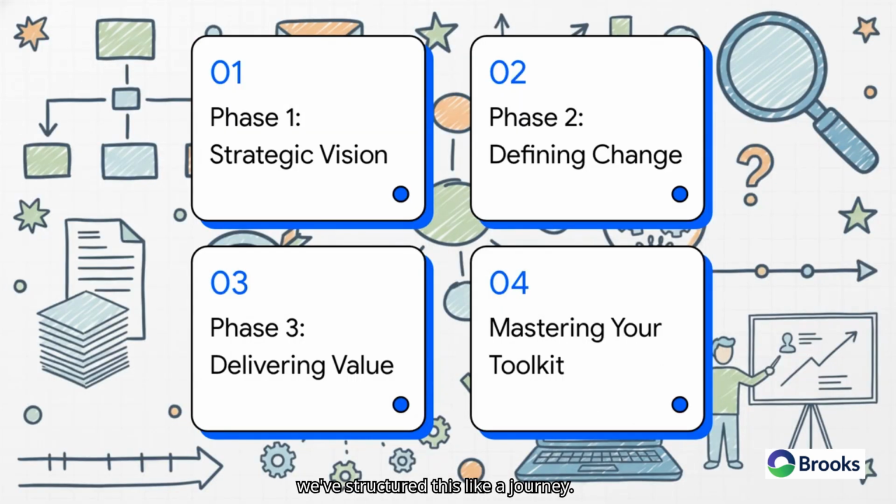So we've structured this like a journey. First, we'll start with Phase 1, getting that high-level strategic vision. Then in Phase 2, we'll zoom in and really define the change we want to make. And finally, Phase 3 is all about delivering that value. Think of it as our roadmap to success.